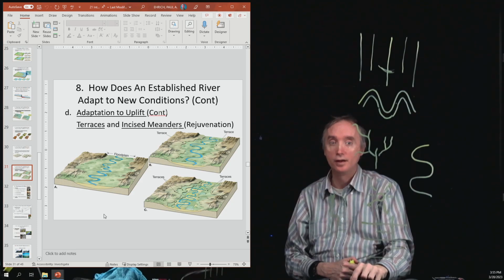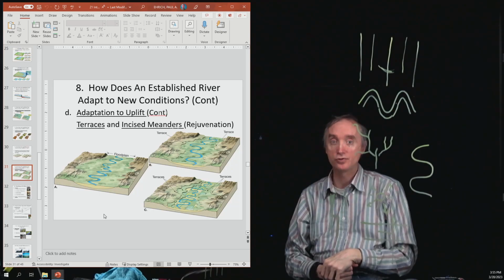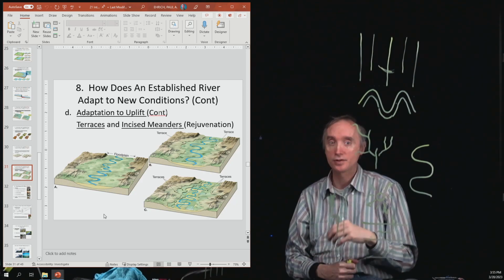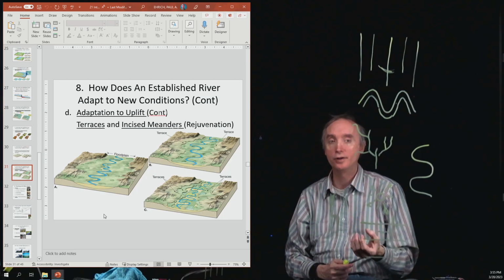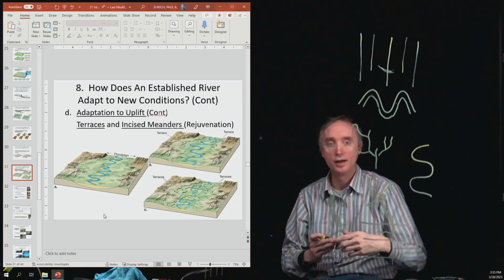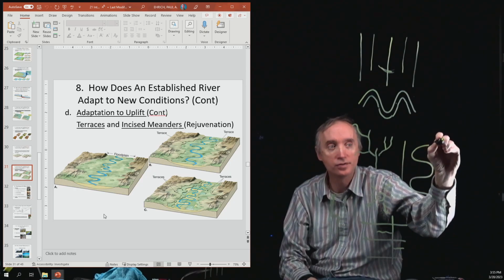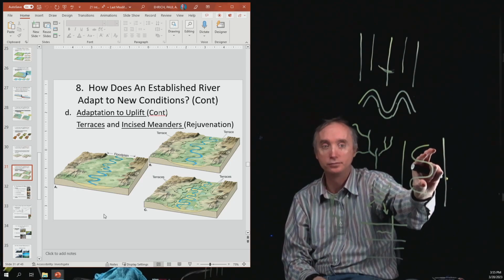Okay, and then one more thing here is another adaptation to uplift, which is going to be terraces and incised meanders, and so this is going to be called rejuvenation. So that you have an area where it used to have a meandering river, and then it had a floodplain. So on either side of this meandering river, you've got a floodplain.